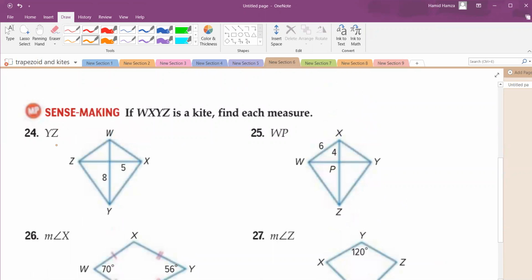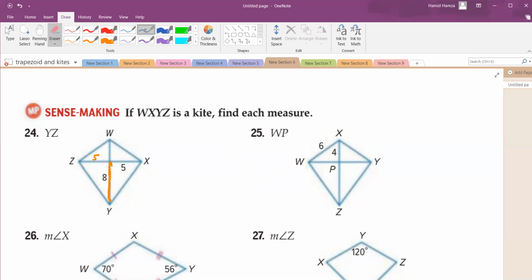Also here, we wanted to find YZ. Where is YZ? This line. YZ is the same as XY, so both of them are equal to 5. This one is 8, and also this is 5. So we can work directly in this triangle.